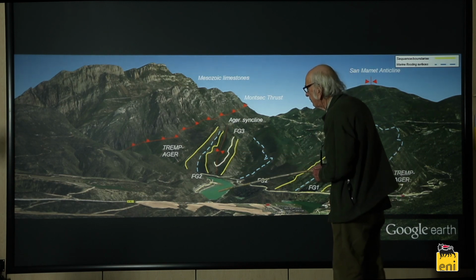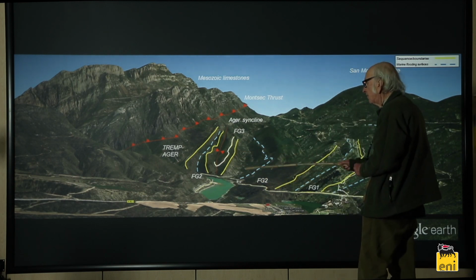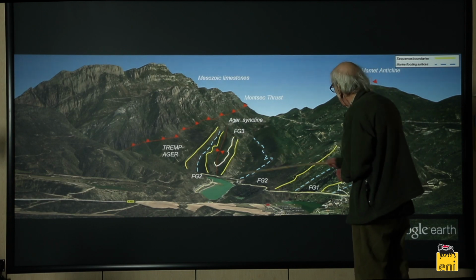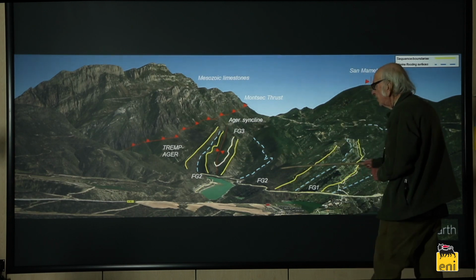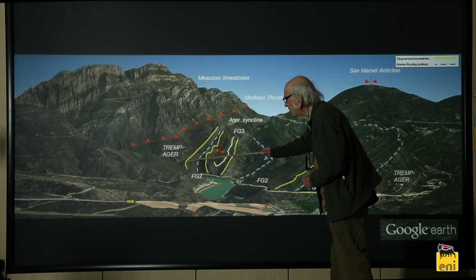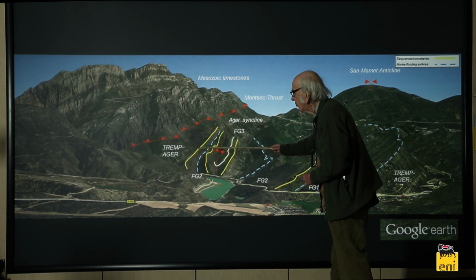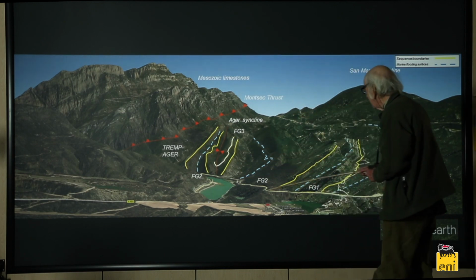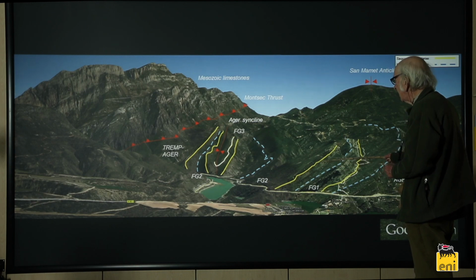In the northern limb of the syncline, the first Figols that appears is the Figols 2. So the sediments you see here onlapping onto the Tramp-Ager group, right here, through an angular unconformity up to 30 degrees, are the same that you have in here.